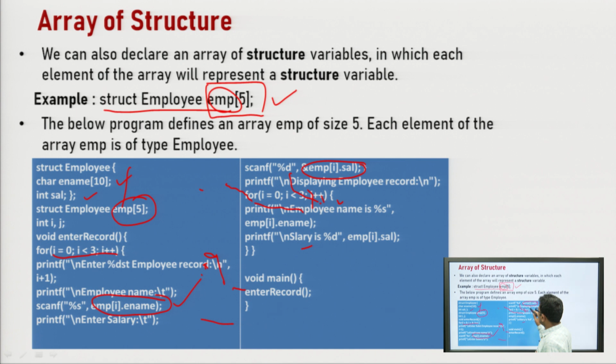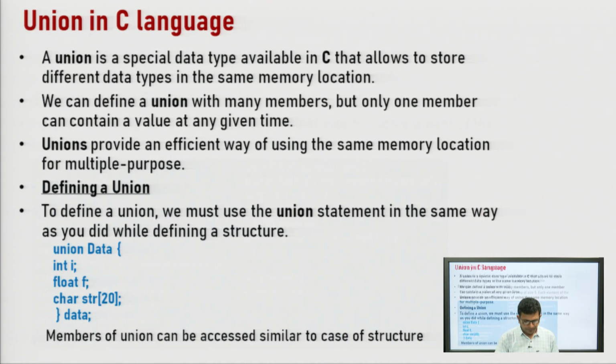This is the same way we can get the values from the console for all these 3 employees. Now, once we have entered the records of 3 employees here, we will print them on the console by using this for loop. i runs from 0 to 2 and it will print the employee name by %s, employee[i].ename, and salary is equal to %d, employee[i].salary. So this is how this array of a structure can be utilized to store the records for n number of employees, for n number of students, and also to print them on the console.